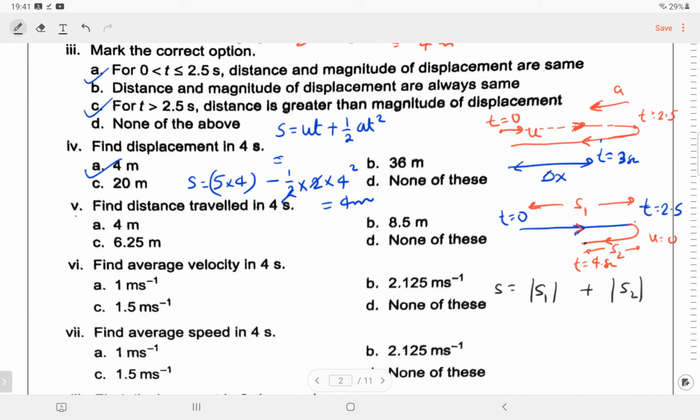Solve it. Question number 5. Find the distance traveled in 4 seconds.